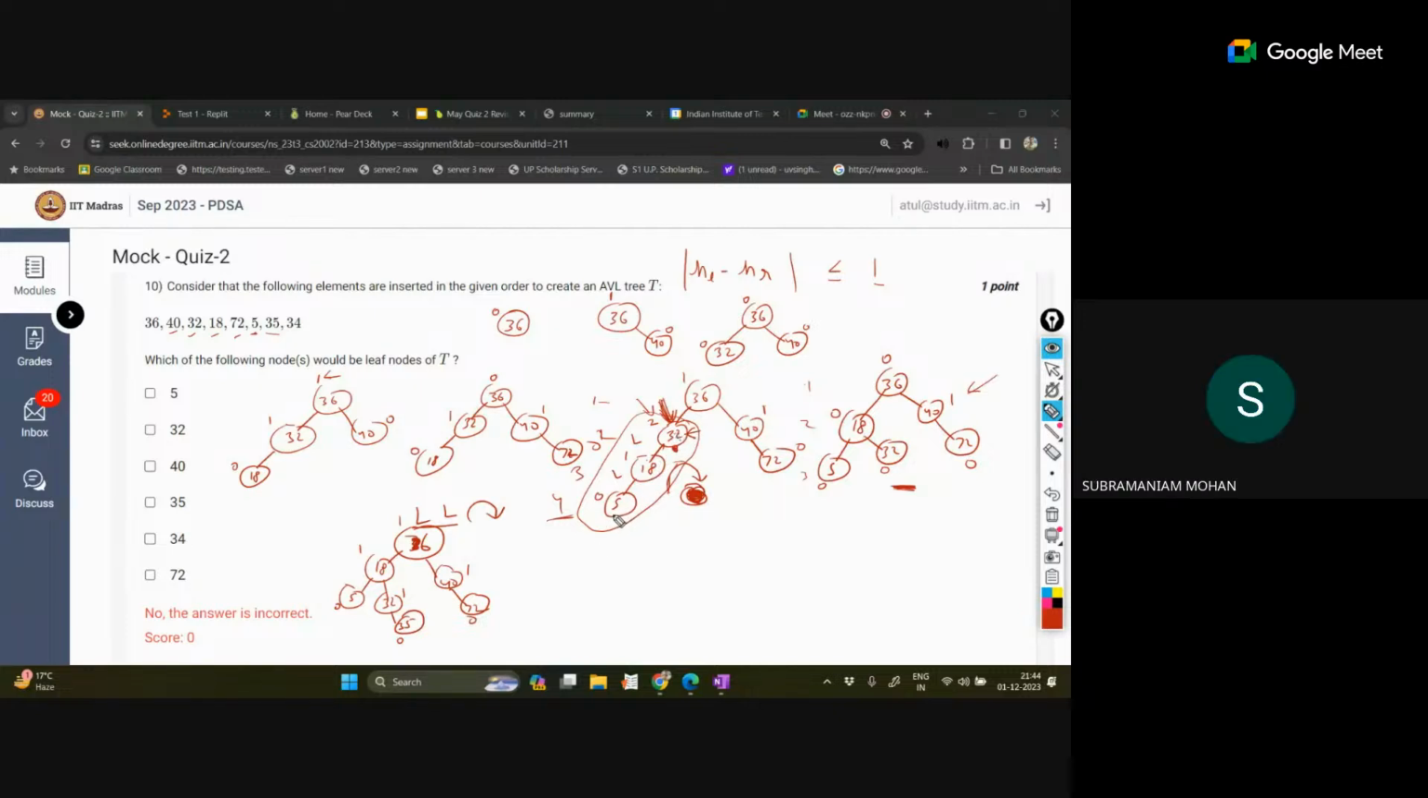32 to 5. 1, 2, 3 edges are there, no? No, from 1, 32. 2, 3. From 32 you have to take it, huh? Yeah, we are calculating this balance factor for each node.